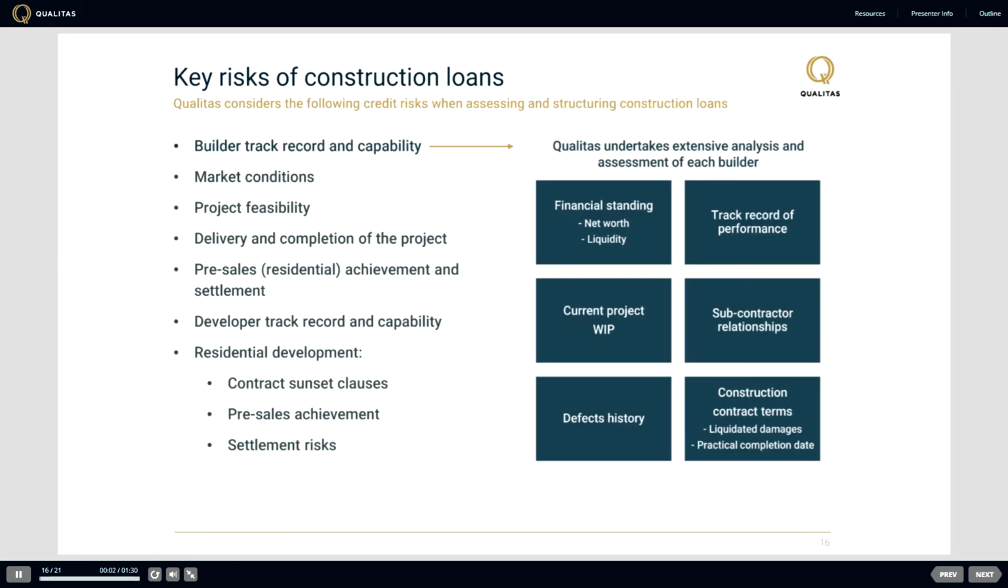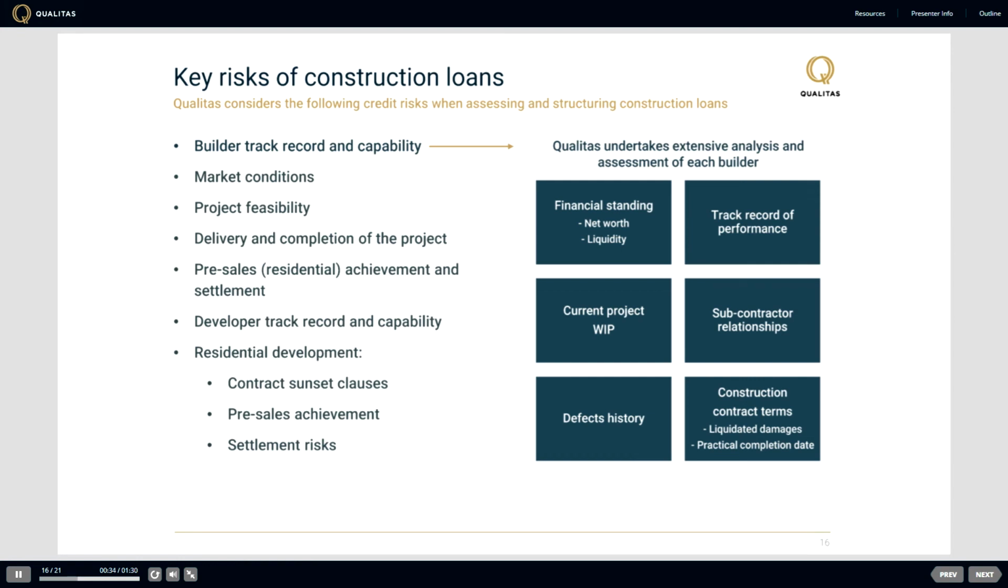So what are the key risks associated with construction loans? There is an array of different risk items to consider when funding a construction loan. A key risk is the capacity of the builder to complete the project in accordance with the fixed price, fixed time contract. Qualitas undertakes extensive analysis on information provided for each builder, including their financial standing, their track record of performance, their current project work in progress, subcontractor relationships, defects history, and construction contract terms.